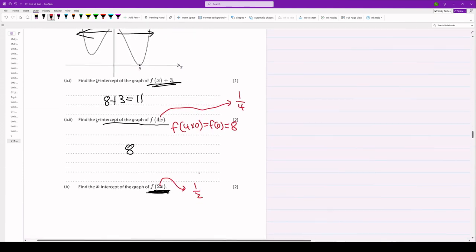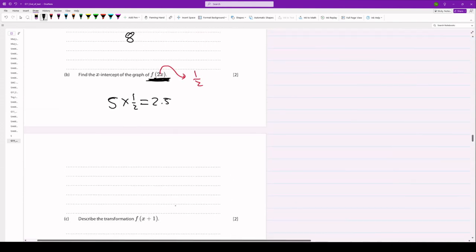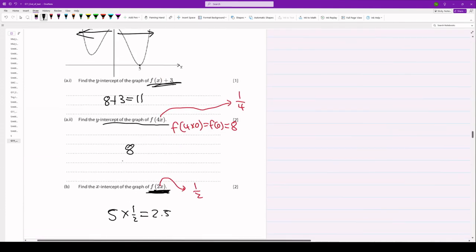Anyway, because that scale factor is 1/2, I do 5 multiplied by 1/2, which gives me 2.5. So my x-intercept becomes (2.5, 0). And I've realised I haven't written any of these as proper coordinates. There we go.